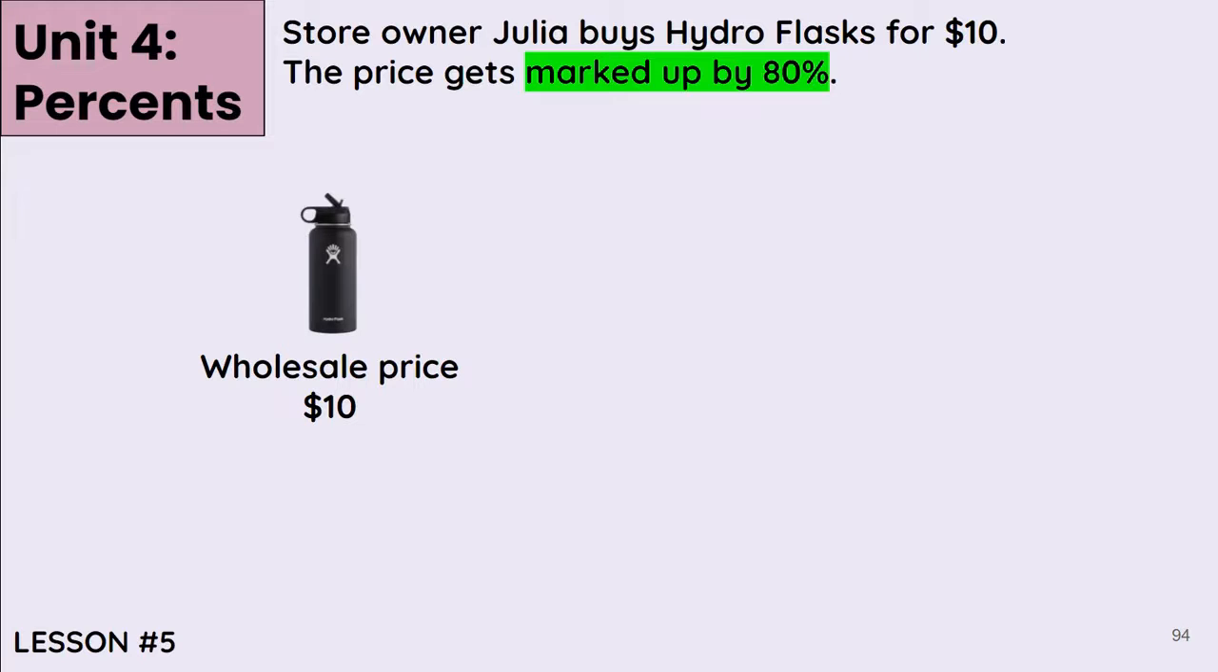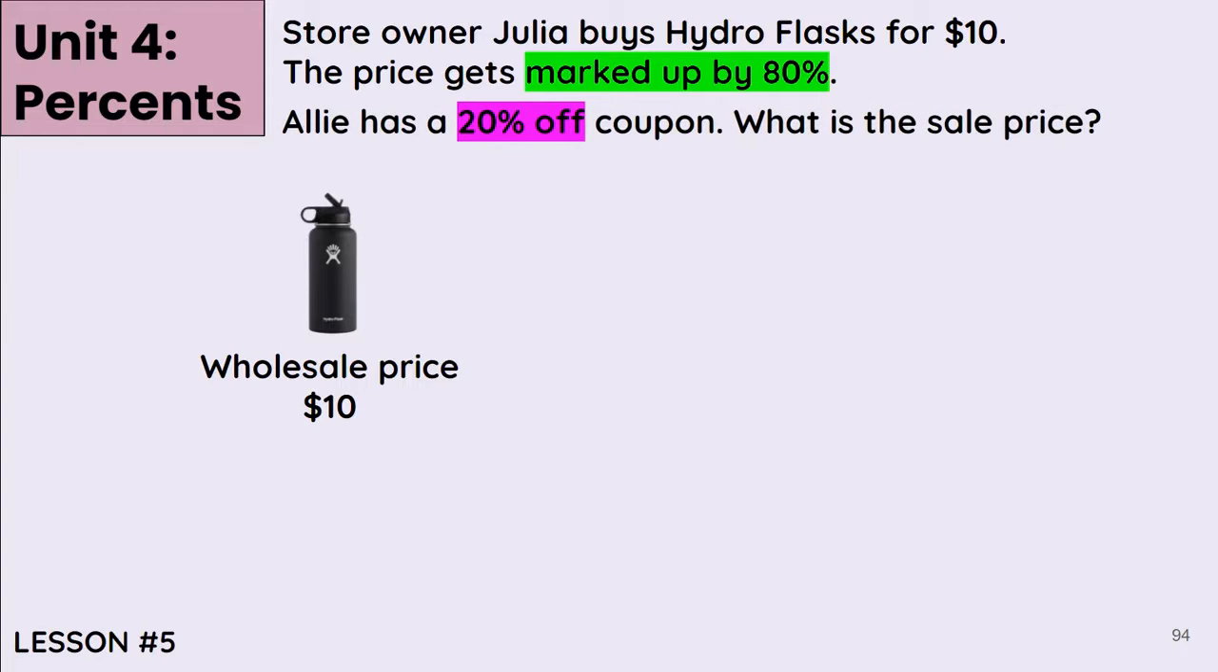Store owner Julia buys Hydro Flask for $10. The price gets marked up by 80%. Allie has a 20% off coupon. What is the sale price? All right, in this problem, we have to mark up the Hydro Flask to make a retail price. Then Allie comes in with a coupon. We have to mark it back down.